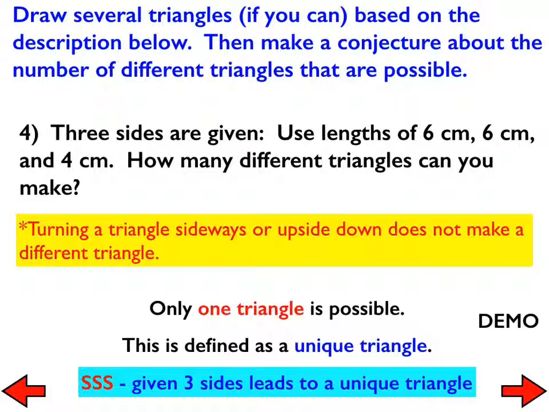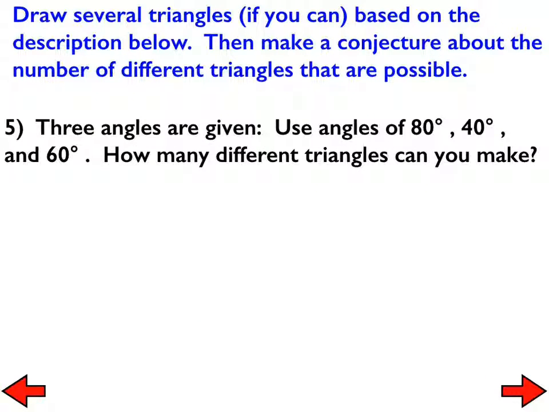Any questions about this? Let's go on to number 5. This time I'm still giving you 3 pieces of information, but this time I'm giving you 3 angles. Draw that triangle on your paper and let's see if you and your partner draw exactly the same thing. We want to make a conjecture on the number of triangles that are possible. Is it going to be 1 triangle only, like you and your partner draw the same thing, or are there many different triangles you could have drawn?